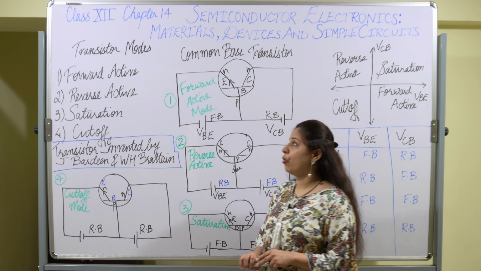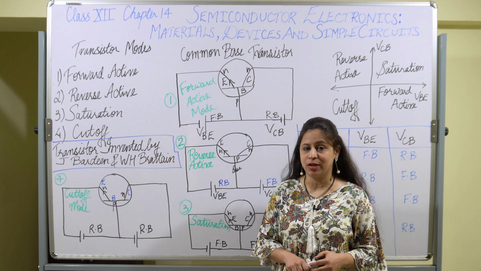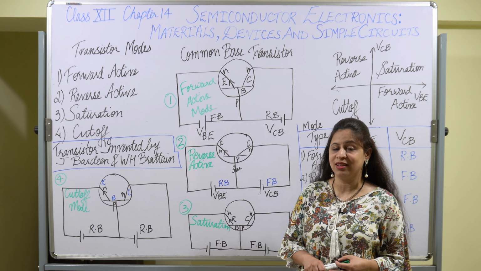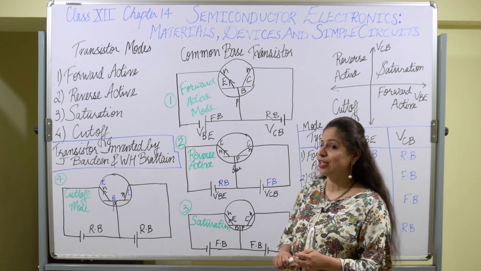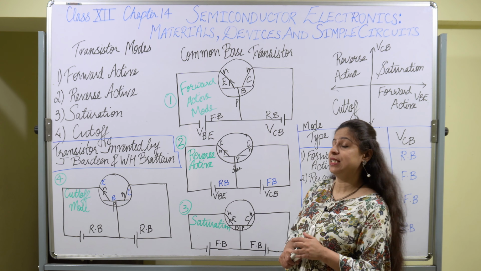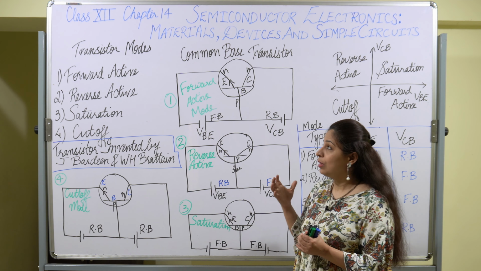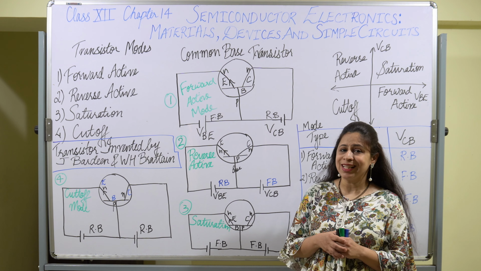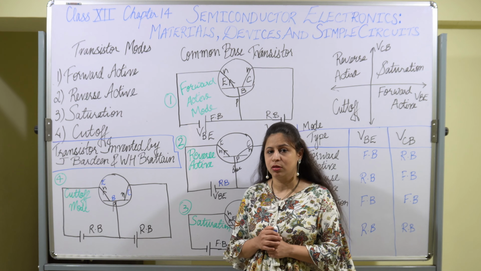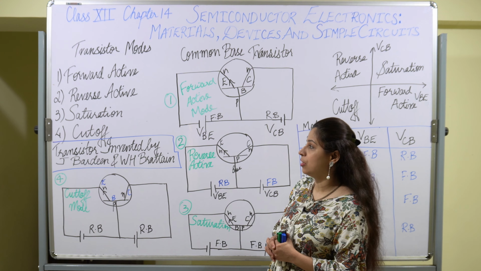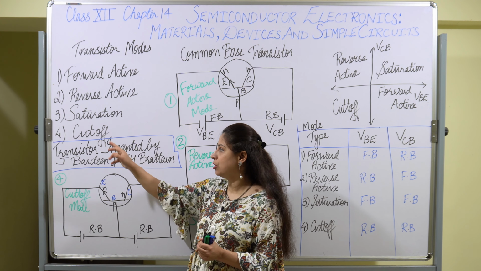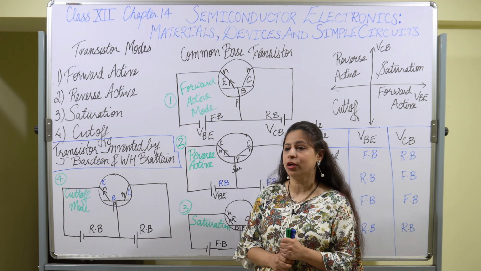Okay, so let us move on to the next topic, which is the modes of the transistor, of class 12 chapter 14, Semiconductor Electronics: Materials, Devices and Circuits. Okay, so let us move on to the modes. Basically, a transistor works in 4 modes. The 4 modes are forward active, reverse active, saturation and the cutoff mode.